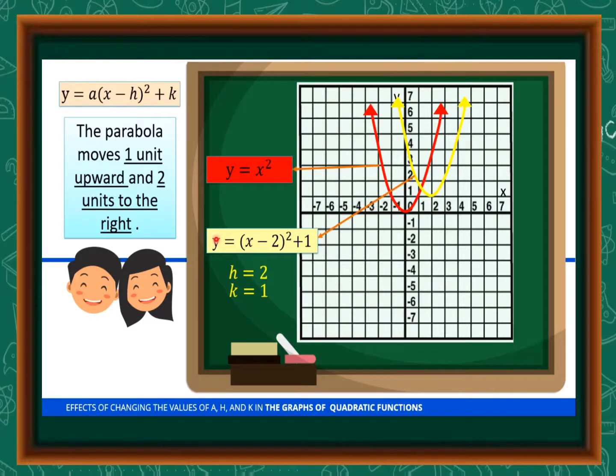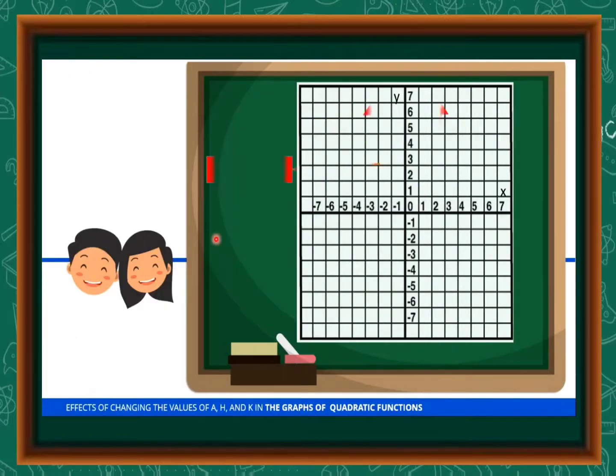Let's have our last example. Ito ang ating given. Y is equal to 2 times the quantity x plus 1 squared minus 1. Ang a natin ngayon ay positive 2. So, ano kaya ang movement ng ating parabola? We know that it will open upward. Magiging narrower ba siya or wider? Tama. Ang ating parabola will become narrower since 2 is greater than 1. A is equal to 2.